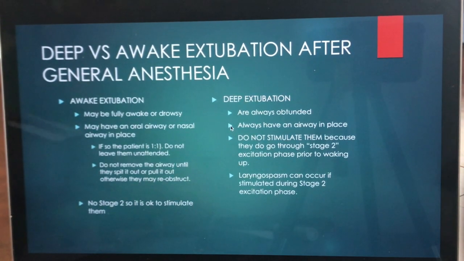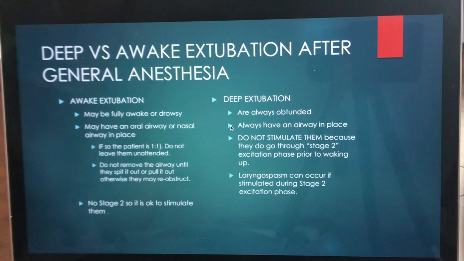And after that stage, stage 1, they wake up. And that is where they follow purposeful commands. During stage 2, they may have irregular respirations and obstructions as they go through the excitatory stage prior to wake up. So do not stimulate them until they wake up and follow commands. If stimulated vigorously during this time, they can laryngospasm as mentioned before. After they wake up, they settle down and reorient.